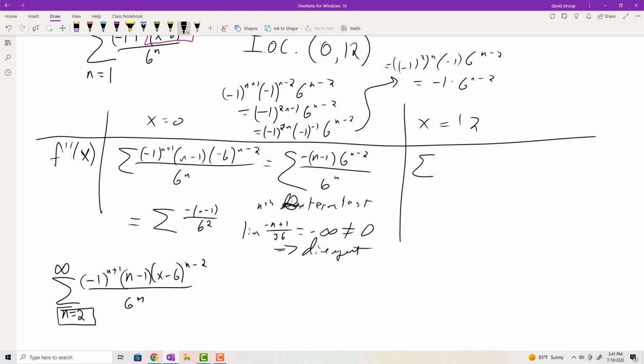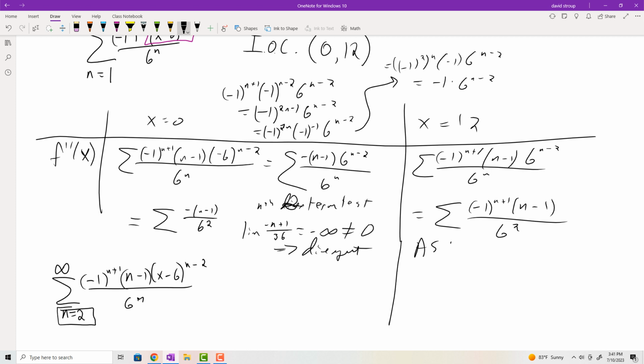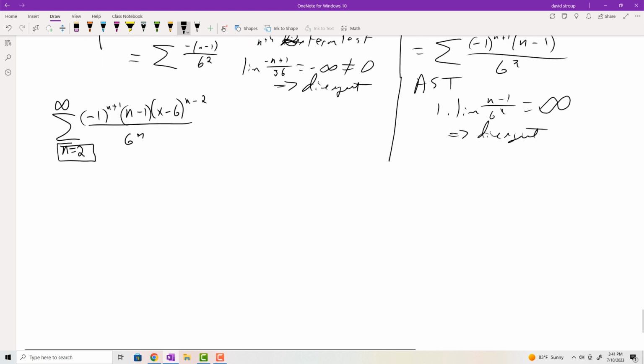And then the other guy, I have (-1)^(n+1) times (n minus 1) times 6^(n minus 2) all over 6^n. That will be an alternating series. So (-1)^(n+1) times (n minus 1) all over 6 squared. And do the alternating series test. So step 1, I have the limit of (n minus 1) all over 6 squared, which is infinity. So we're going to say it's divergent automatically. Okay, so again, we have divergence at the endpoints. And our interval of convergence is just 0 to 12.